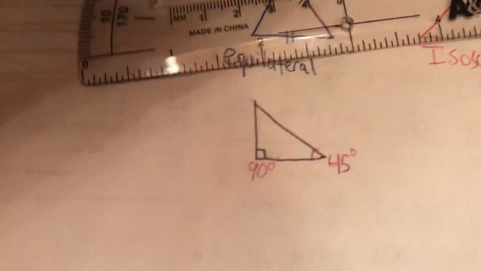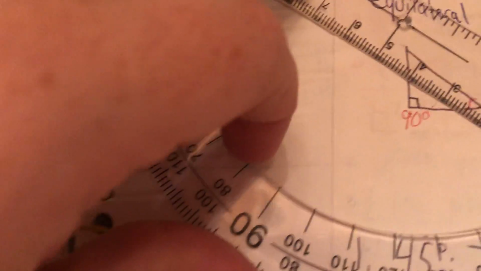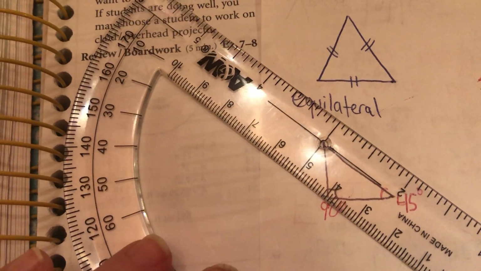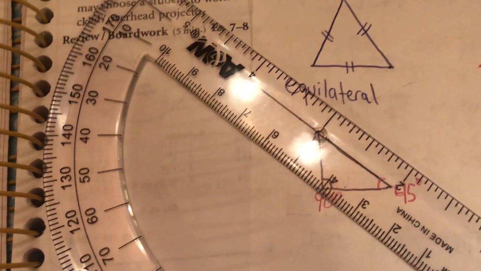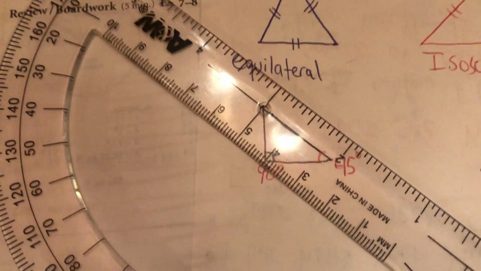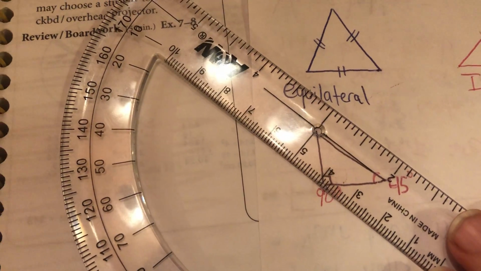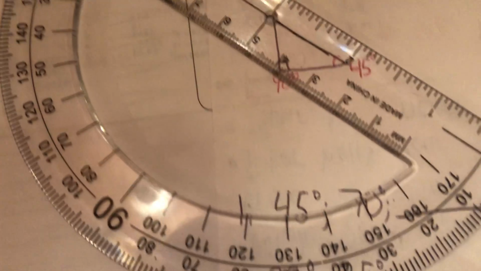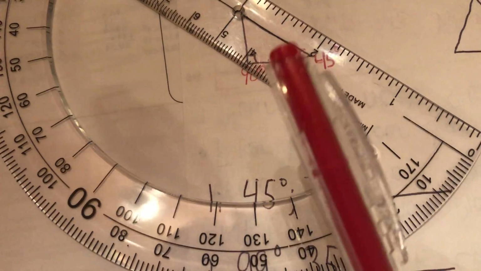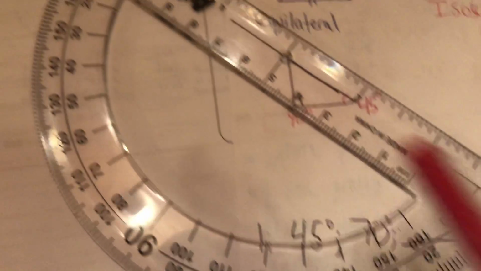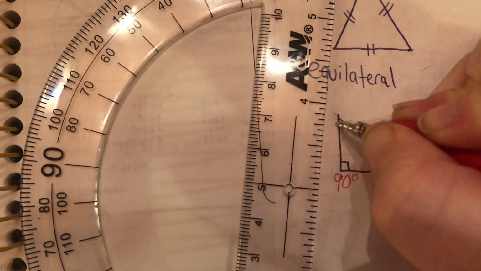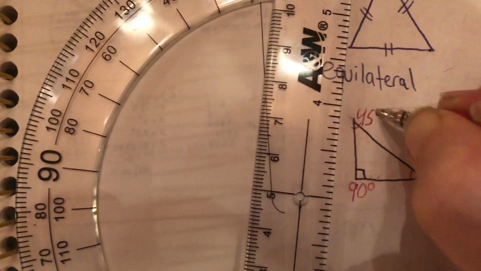If I take my protractor, line up my vertex with that vertex, line up my line with that line, extend the angle line. Oh, that'd help if that didn't move. Line that back up. Extend the angle line. That is going to get me to about 45 as well. So this angle here is also 45.